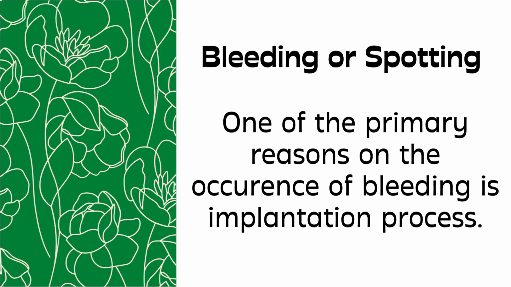Next is bleeding or spotting. This is the blood discharge while on gestation, most specifically during the first trimester. The danger of bleeding depends on the frequency as well as the amount of bleeding. One of the primary reasons for the occurrence of bleeding is the implantation process. When the amount of bleeding is extraordinarily plentiful, this is something that should be reported immediately to the medical doctor as it may signal irregularities in the development of the baby.